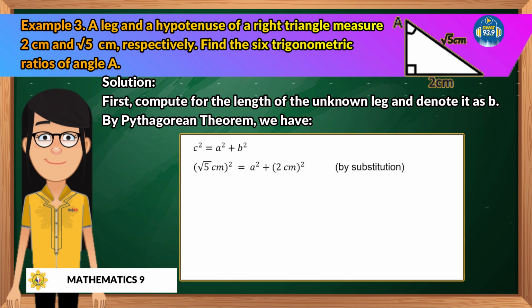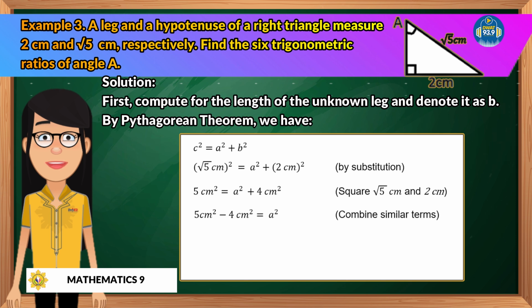By substitution, we have the square of the square root of 5 centimeters equals A squared plus the square of 2 centimeters. Squaring the square root of 5 and 2 centimeters, we have 5 square centimeters equals A squared plus 4 square centimeters. Combining the similar terms, we have 5 square centimeters minus 4 square centimeters equals A squared. Therefore, A squared is equal to 1 square centimeter, or A is equal to 1 centimeter.